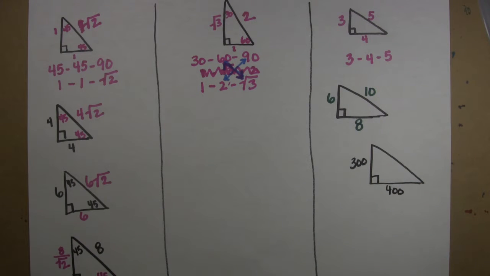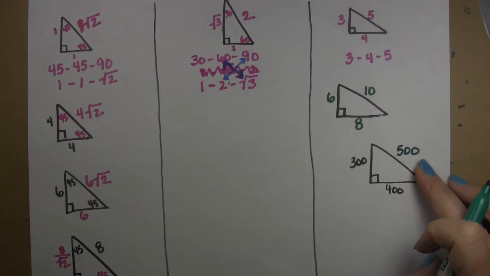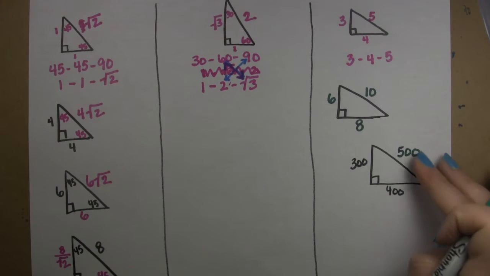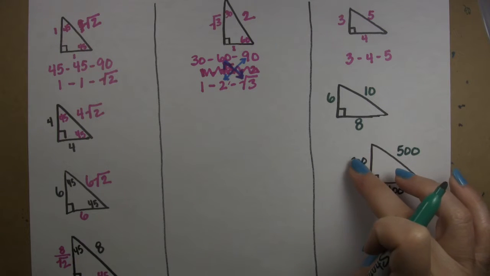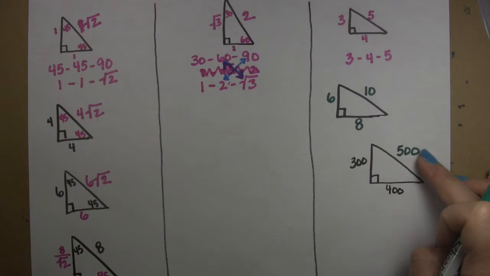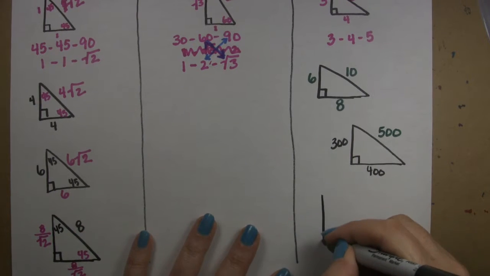Likewise, if this was the information I was given, I know that this over here has to be 500 because I can see that it's a 3, 4, 5 triangle and this side was multiplied by 100 and this side was multiplied by 100, and so this side must also be multiplied by 100. Okay, I'm going to give you one more.